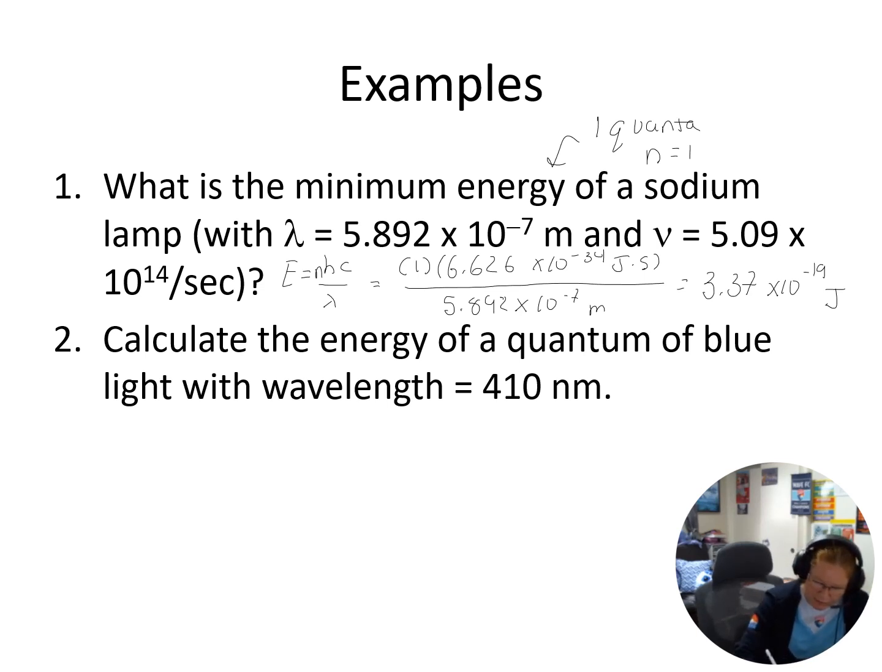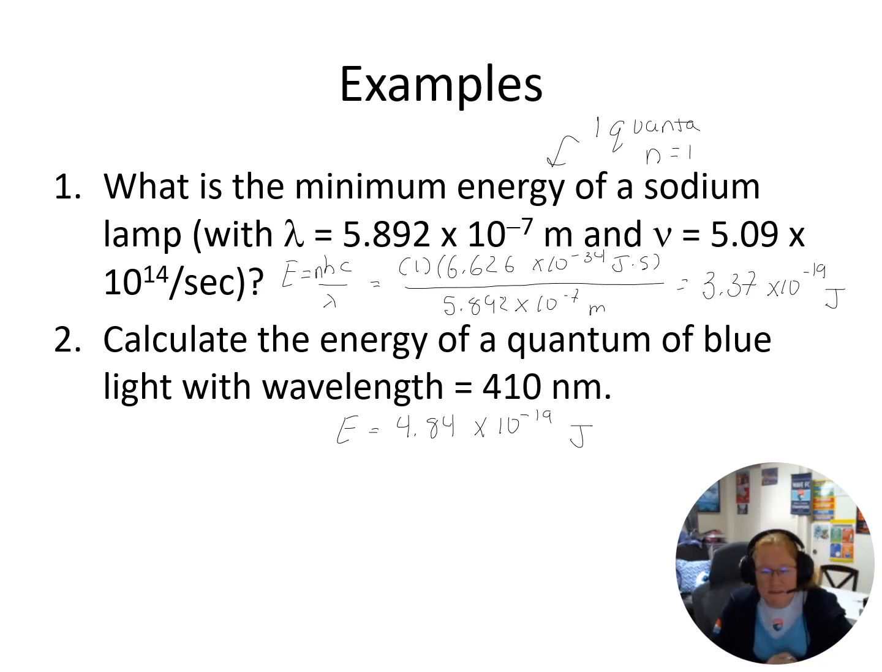All right, so I want you to try. So the answer for this one, your energy on this one is going to be 4.84 times 10 to the negative 19th joules. Again, when you're dealing with nanometers for your wavelengths and you convert to meters, your energy for these should always be 10 to the negative 19th, okay, because of that order of magnitude.